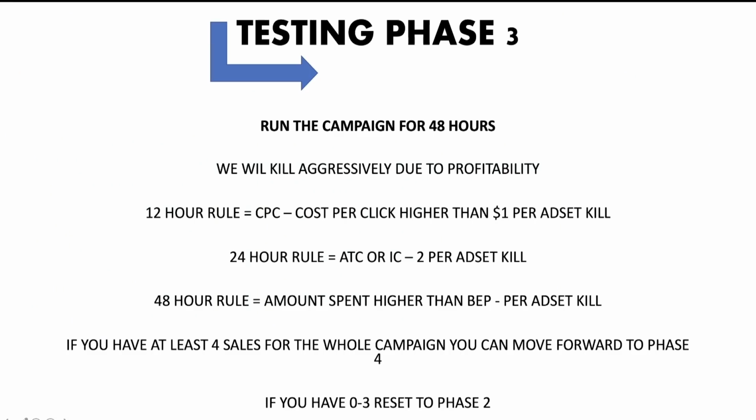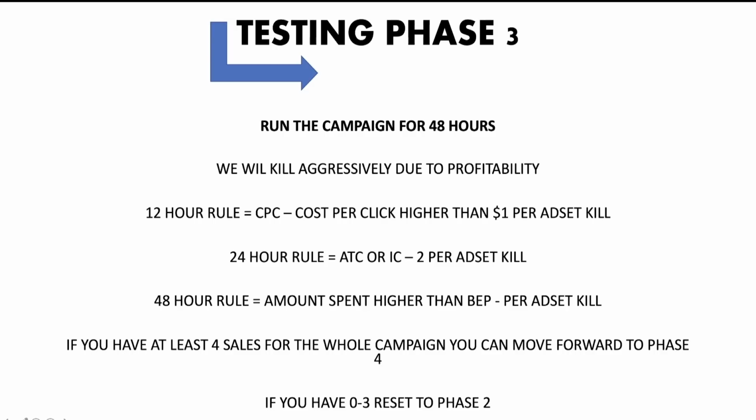Now, these are the killing and scaling metrics for phase 3 when you duplicate an ad set 3 times. We're going to kill aggressively due to profitability. The 12-hour rule is, if CPC is greater than $1, you're going to kill it. The 24-hour rule is, if you've got an add to cart or initiate checkout, at least 2 per ad set, you can basically keep it going. So you need at least an add to cart or initiate checkout, but you need at least 2 of them per ad set.